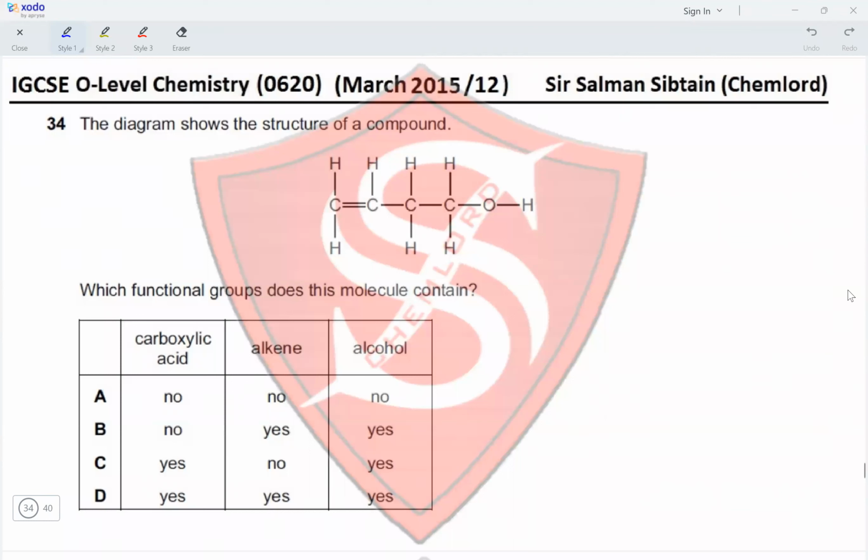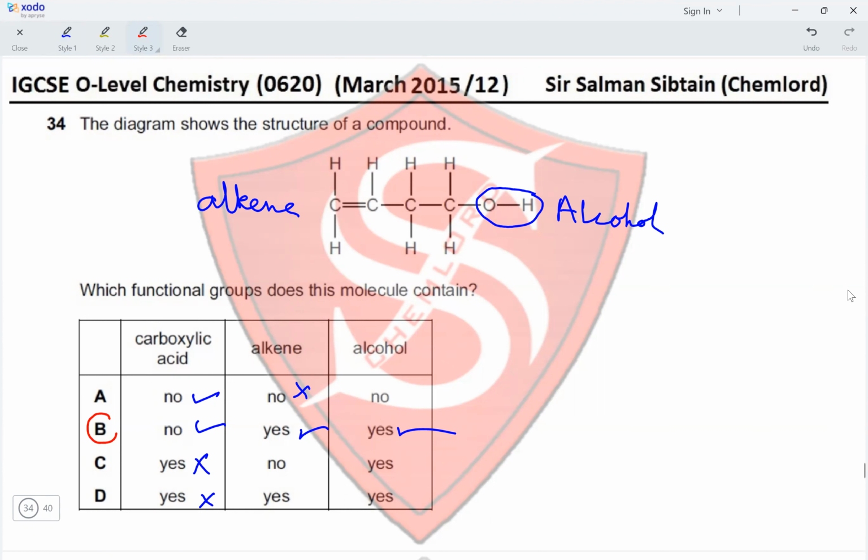Question 34. The diagram shows the structure of a compound. So this compound has a double bond. So it has an alkene group and it also has an OH group. So it also has an alcohol group present. Which functional groups does this molecule contain? Carboxylic acid is not there, eliminating options C and D. Alkene is there, eliminating option A, and alcohol is there, making option B the correct option for this question.